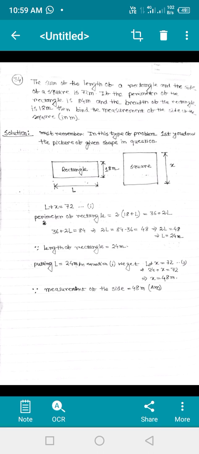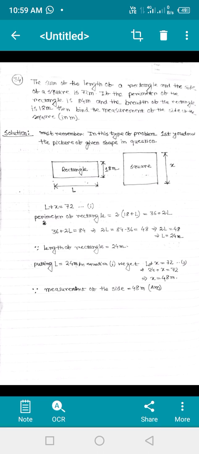We must do this problem by first drawing the picture. If you are unable to draw the picture, then you cannot solve the problem easily. We have to draw the problem picture with a rectangle and a square. The data given: the breadth of the rectangle is 18 meter, and the side of the square is unknown. We have to calculate the side of the square and the length of the rectangle.